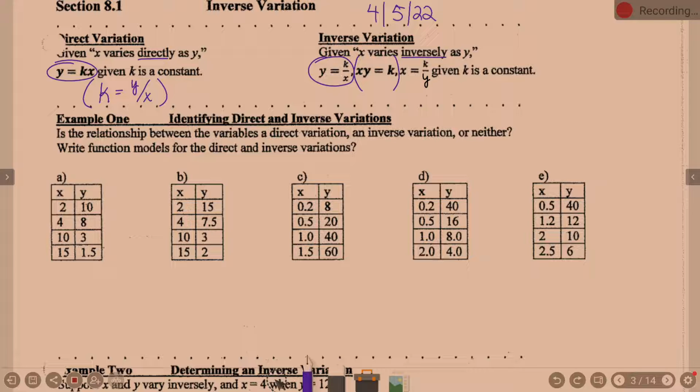One of the first things we're going to do is, given a relationship of values, work on identifying: is it a direct variation? Is it an inverse variation? Or is it neither? Okay, it's some other random relationship that doesn't matter at this point. So, is the relationship direct, inverse variation, or neither? And if it is direct or inverse, we're going to write the equation for it. We're going to write the function model. Basically, when they're asking us for the function model, they're asking us to write the equation.